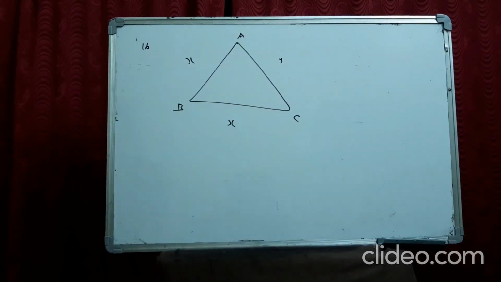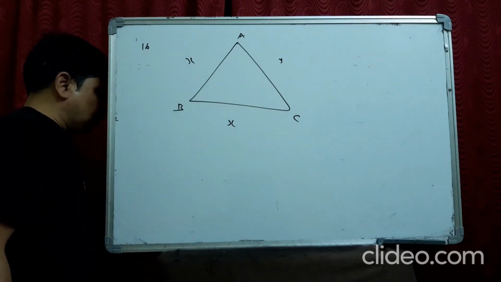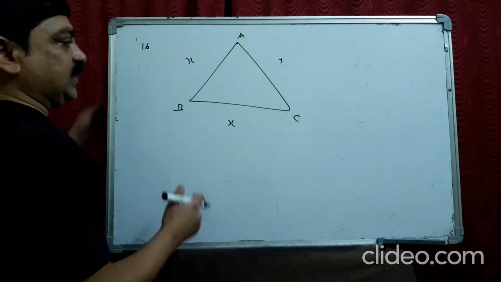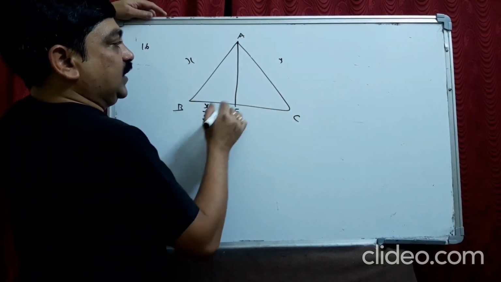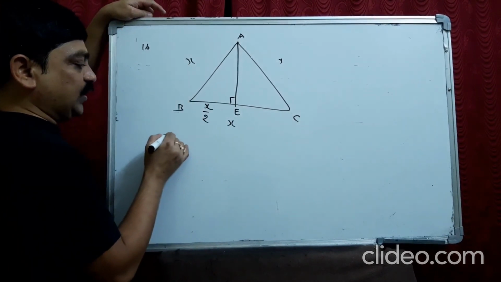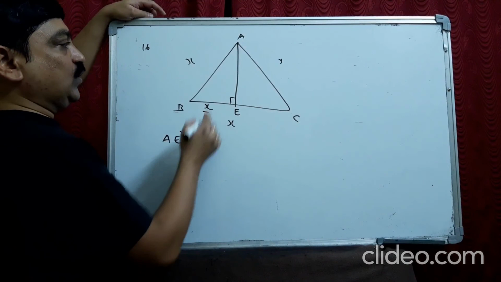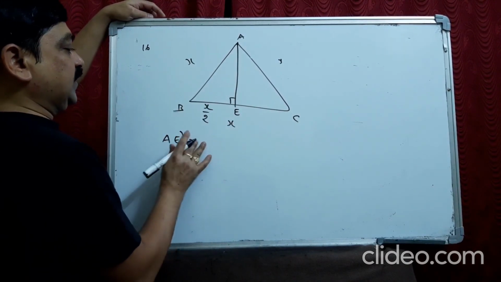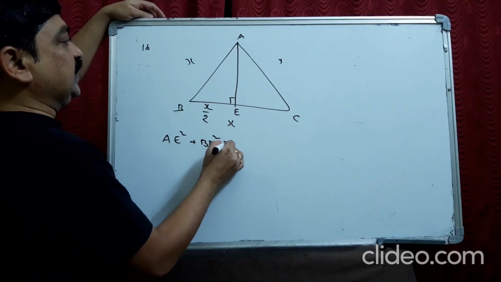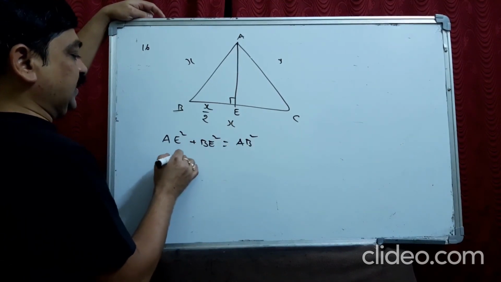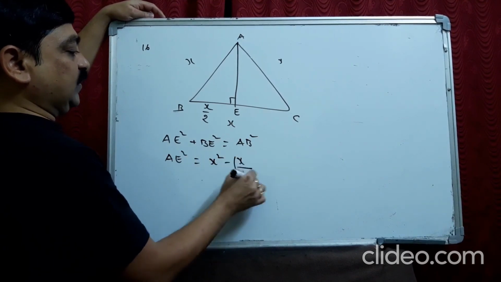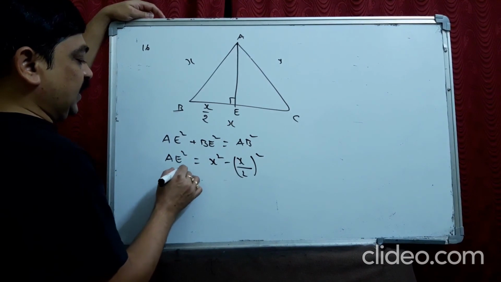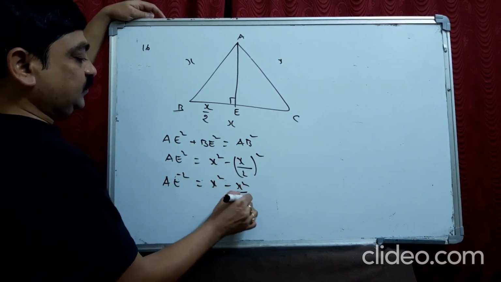See the 16th question, you are asked to prove that in an equilateral triangle, 3 times the square of one side is equal to 4 times the square of its altitude. Let us see. When you draw an altitude, I told you already, it meets exactly at the midpoint. And this is a right angle triangle again. So altitude I take, AE. From this right angle triangle, AE square plus BE square is equal to AB square. So AE square is equal to AB square, x square, minus x by 2 whole square. AE square is equal to x square minus x square by 4.